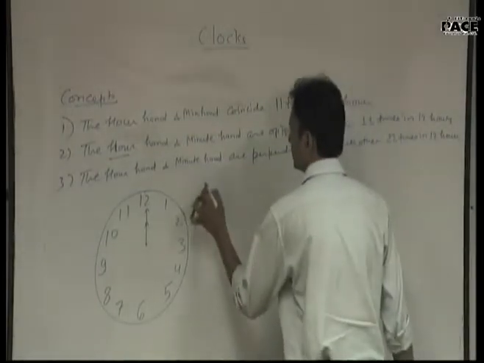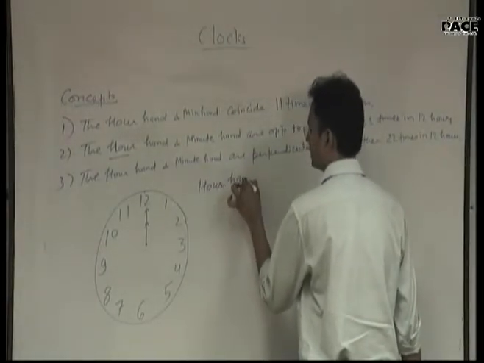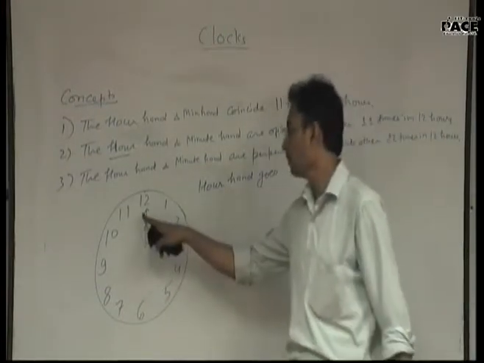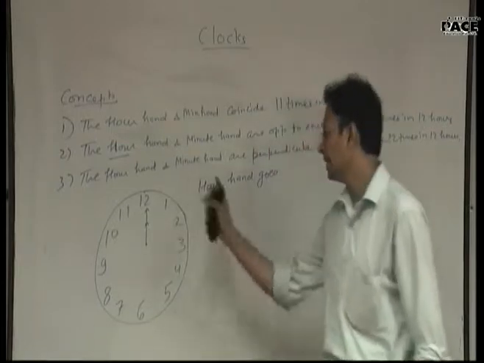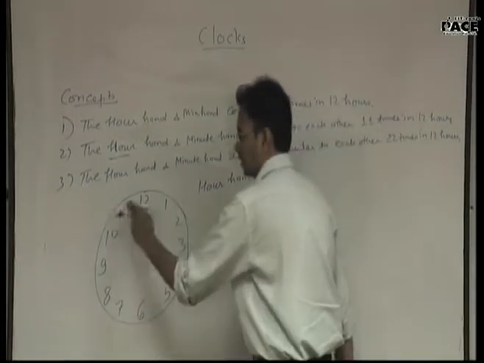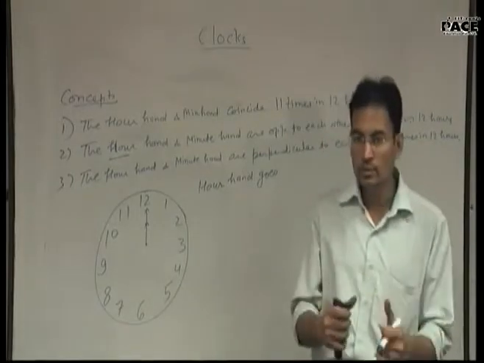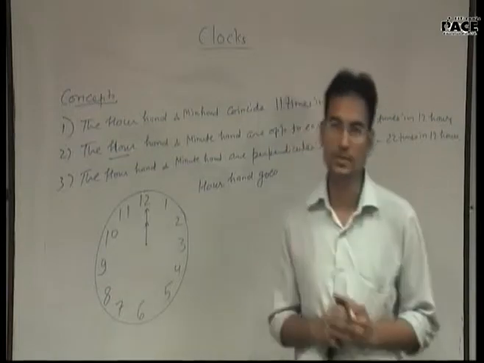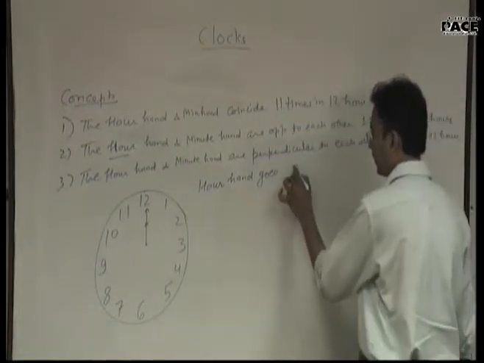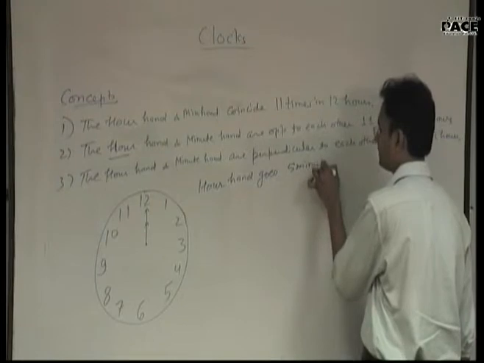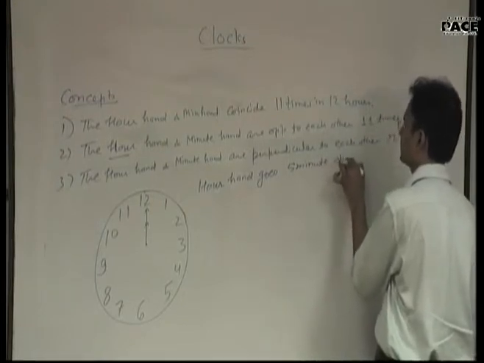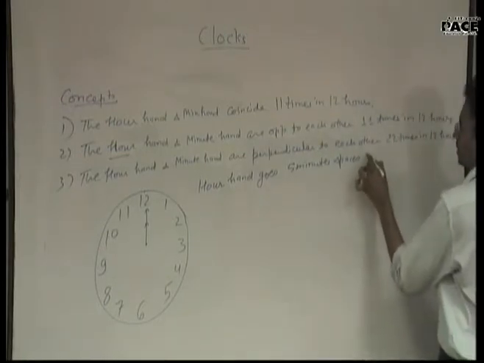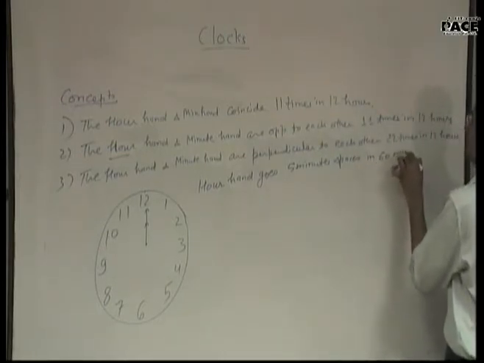Now, the hour hand goes from here to here. The minute hand takes 60 minutes to reach 12 again. But in those 60 minutes, the hour hand will move only 5 minute spaces. So the hour hand goes 5 minute spaces in 60 minutes.